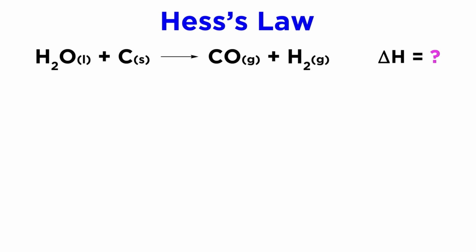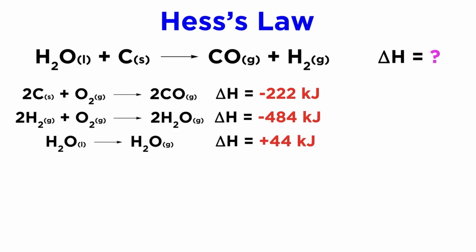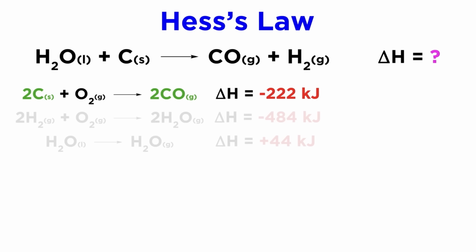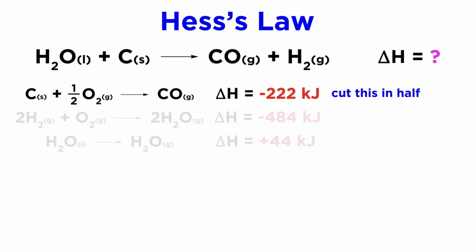Let's do one full example. Say we want to find the delta H for this reaction involving the reaction of water and elemental carbon to produce carbon monoxide and hydrogen gas, and we are given the following thermochemical data. Let's see how we need to manipulate the given information. To start, we see that this first equation has both carbon and carbon monoxide, but it has 2 of each. The equation in question has only 1 of each. So let's cut this one in half so that the coefficients are 1, 1/2, and 1, and we can cut the delta H in half as well.